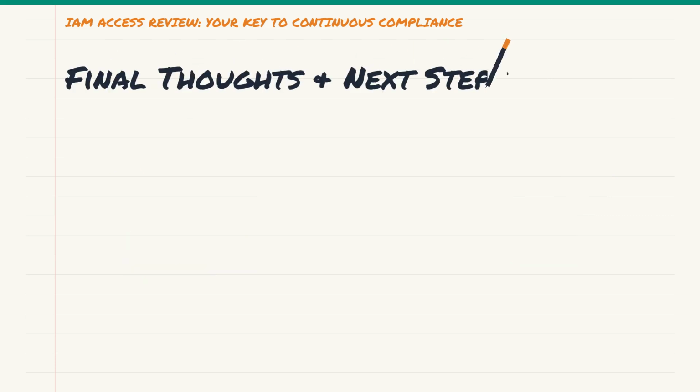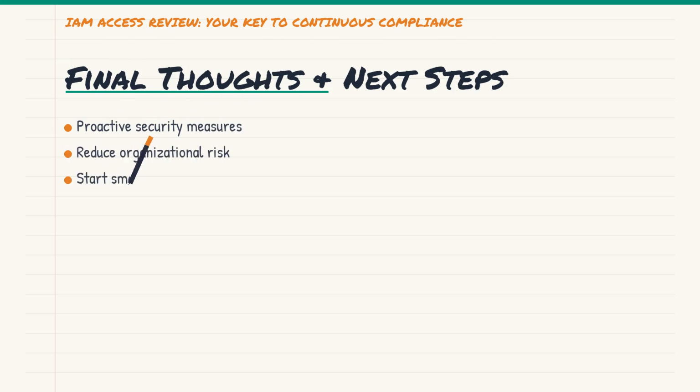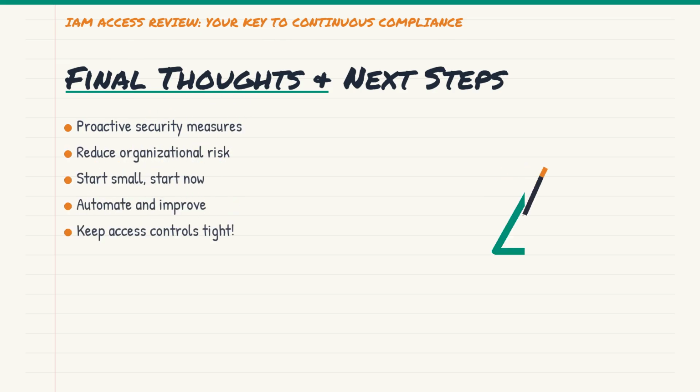So there you have it. Access review and certification are not just compliance checkboxes, they're essential proactive security measures. By implementing a robust process, you significantly reduce your organization's risk. If you are not already doing this, start small, but start now. And if you are, always look for ways to improve and automate.